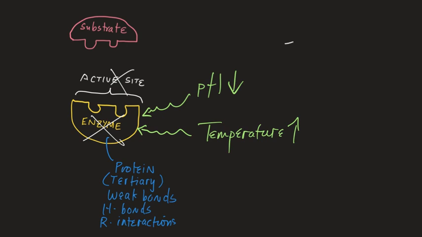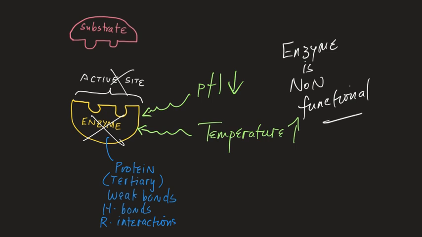And the enzyme loses its shape, and the active site loses its shape as well. So the enzyme can no longer recognize its substrate, and therefore it is no longer functional. We say that the enzyme is now denatured.